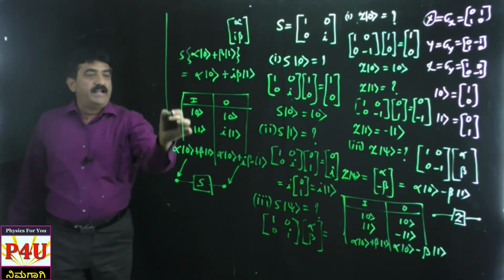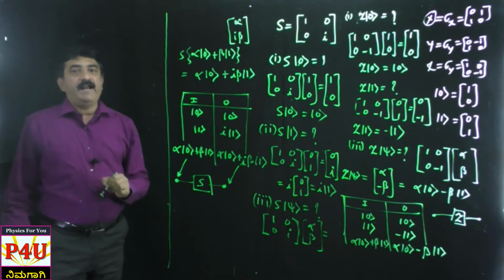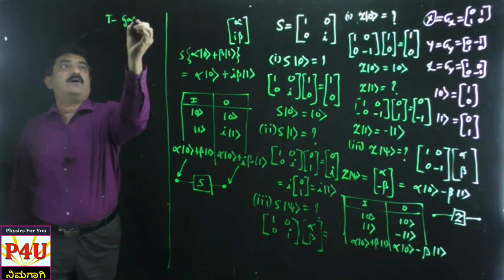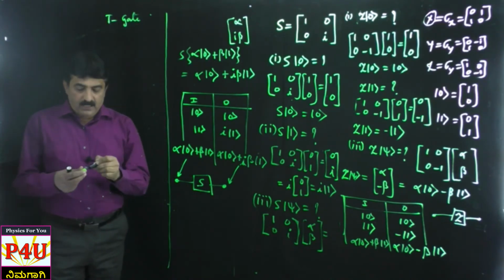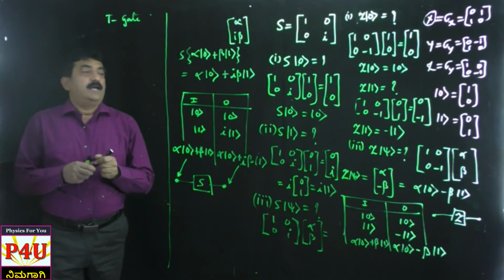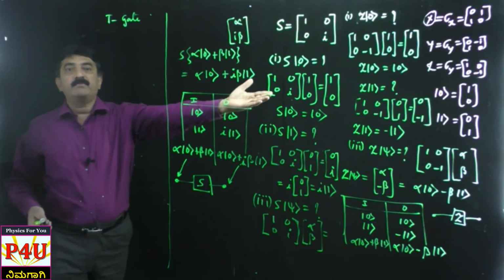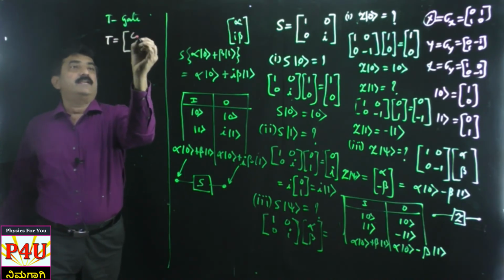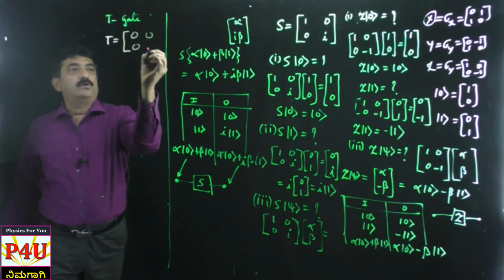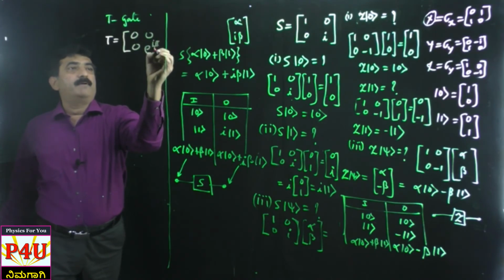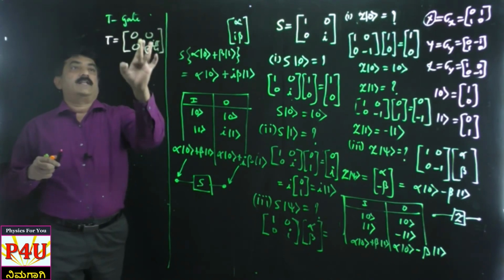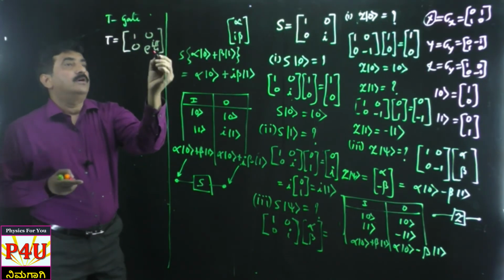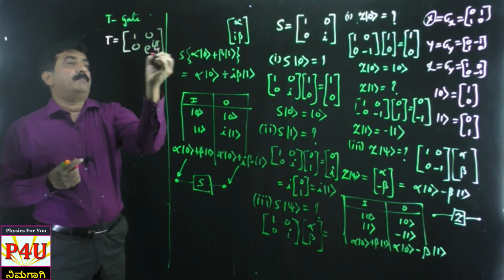Now I have come to the end of the single qubit gates with the last gate, which is the T gate. So now I take the last gate, that is the T gate. What is this T gate? As usual, it is also a transformation matrix, and it is represented as T equals [1 0; 0 e to the power of i pi by 4].